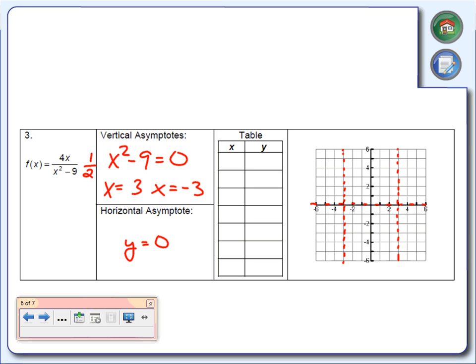Now I have to come over here and create a table of values. Let me go ahead and give you a chance to do that. Get a table of values. As a matter of fact, I'll be calling someone up here to give me their table of values so we can use it to correct. And this graph will look a little different from some of the others that we had, because we have 2 vertical asymptotes. So don't freak out on your graph.